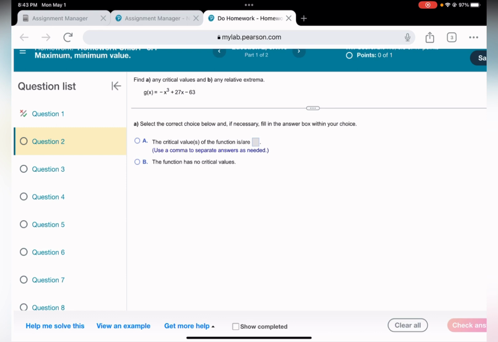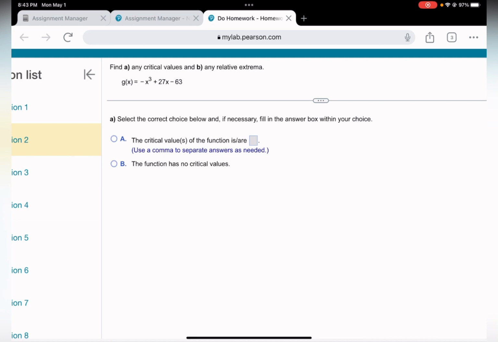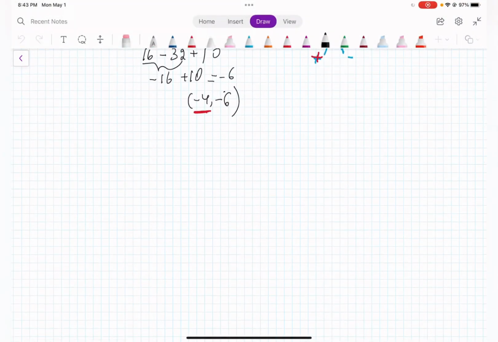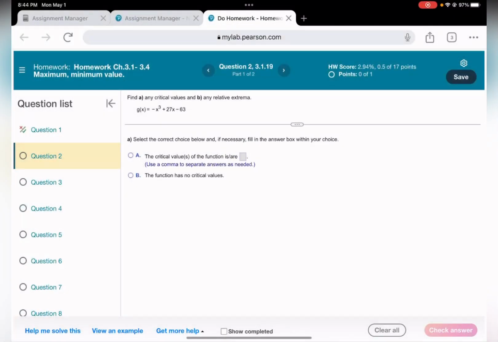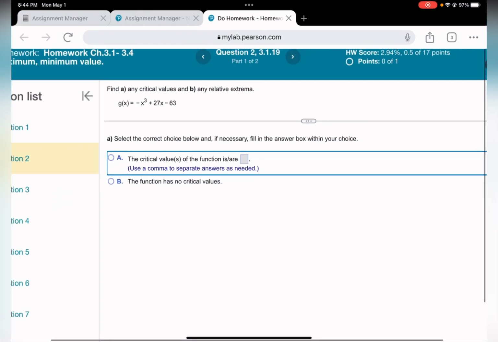Let's see what we have here. So same problem, find critical value and find relative extrema. It's either relative minimum or relative maximum. So we have negative x cubed, this is question number 2. Negative x cubed plus 27x minus 63, okay?